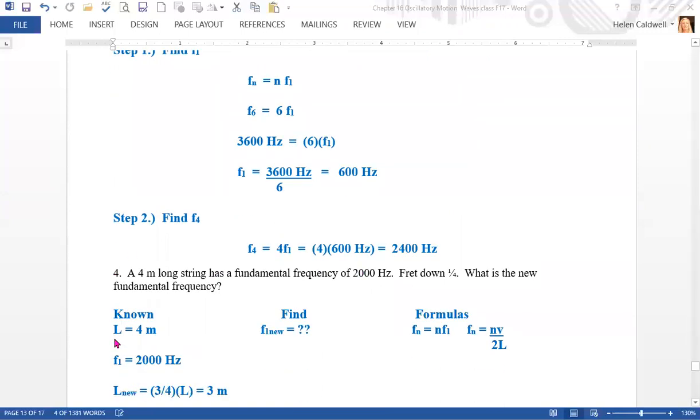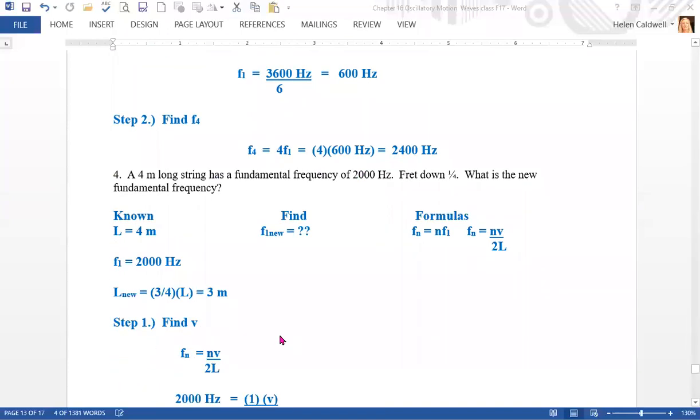All right, let's do something a little more challenging. And that is, we want to talk about changing the length of the string to change the frequency. So suppose we have a 4-meter long string. That's over 12 feet. That's actually over 13 feet. So it's really long. We're making a really big guitar. So we know that L is 4 meters. It has a fundamental frequency of 2000 hertz. So F1 is 2000 hertz. We want to fret down 1/4 of the way.